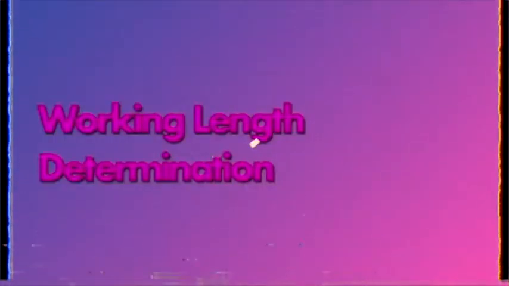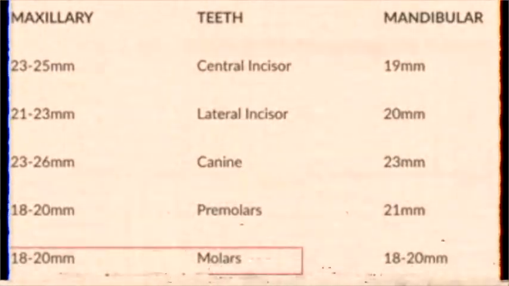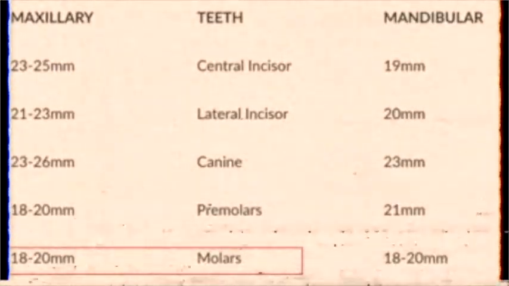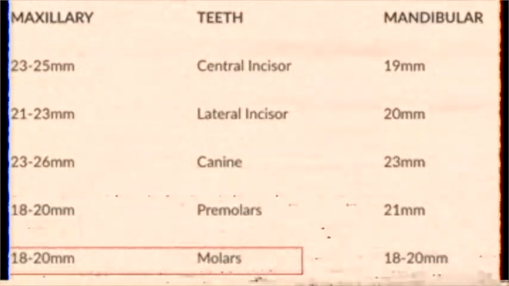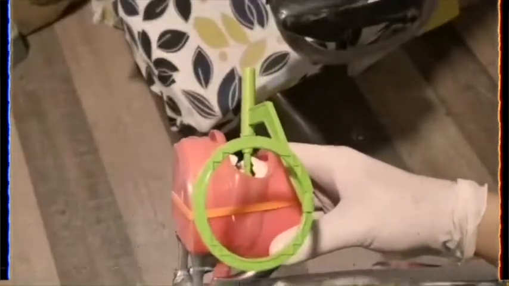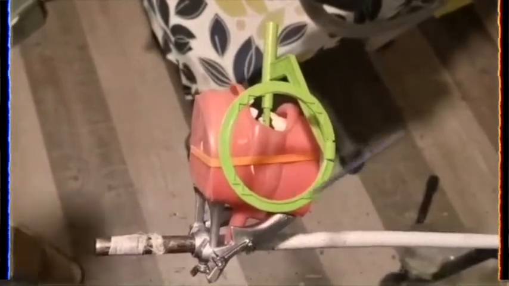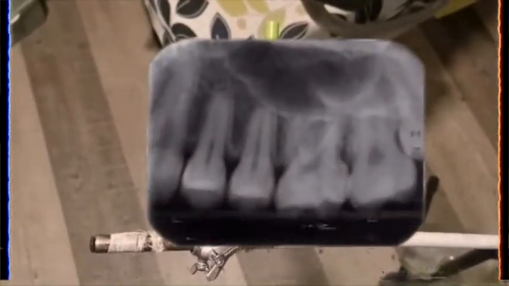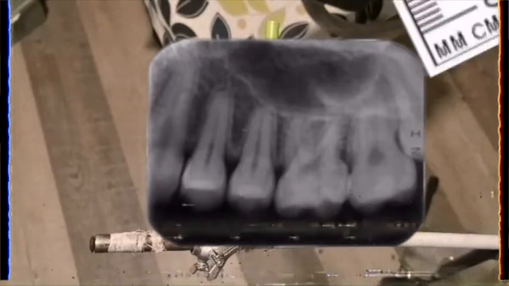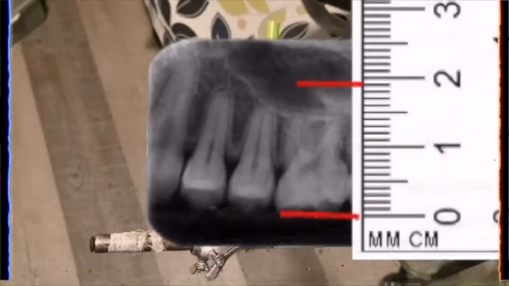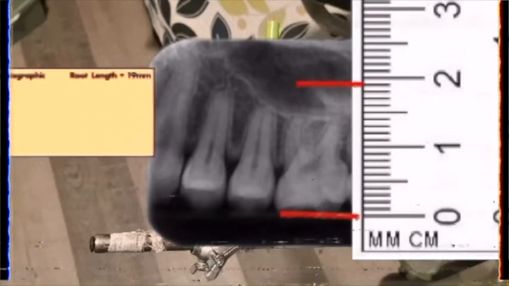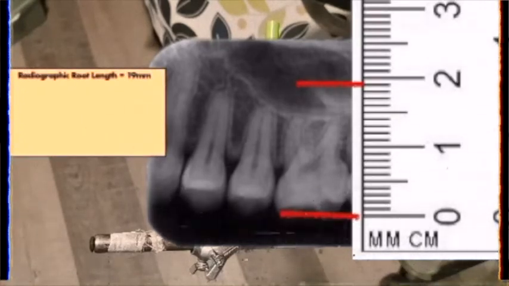Working length determination. First, we memorize the ideal length of each tooth. And now, we take the radiograph so that we may get the radiographic root length of the molar. Now, according to our radiograph and our measurements, this molar is approximately 19 millimeters long.